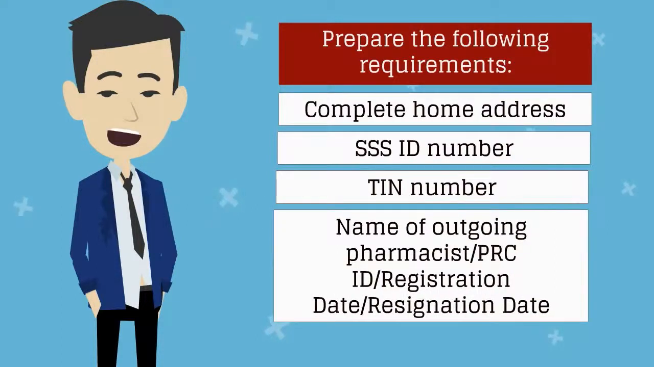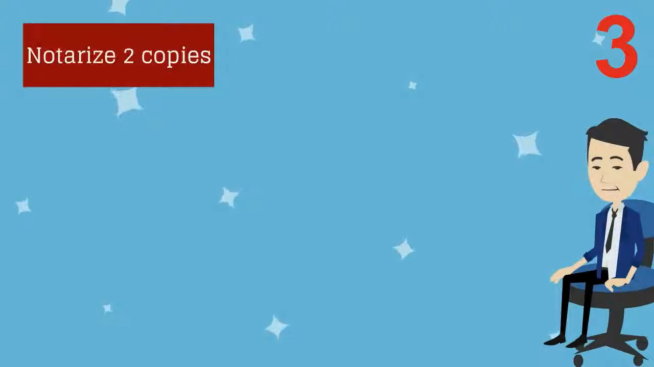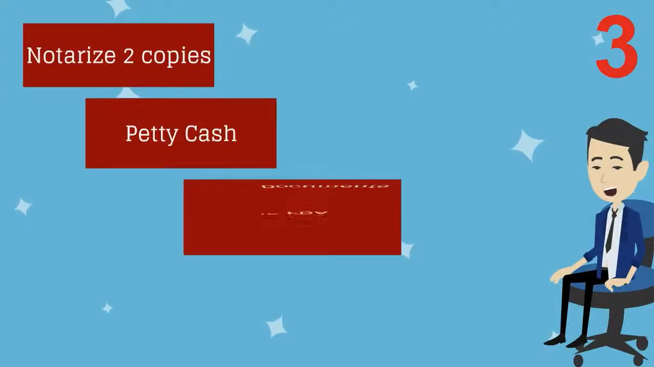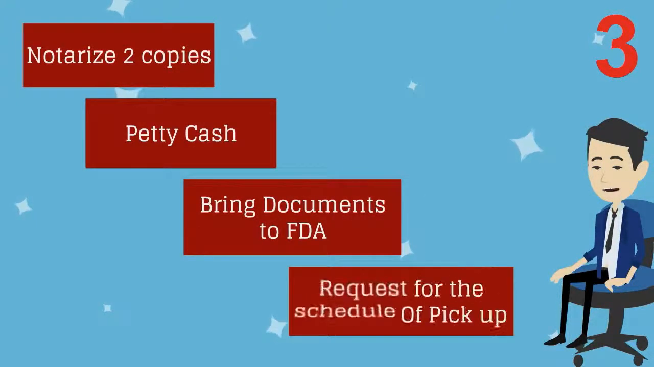All of these documents must be forwarded to the Office of Regulatory Affairs for checking and approval. Ensure to send 2 copies. Then, these documents will be returned to the store. Step 3. Upon receiving, the pharmacist must notarize the 2 copies of documents using petty cash. Bring the documents to FDA for validation and request a schedule of pickup for the store copy.